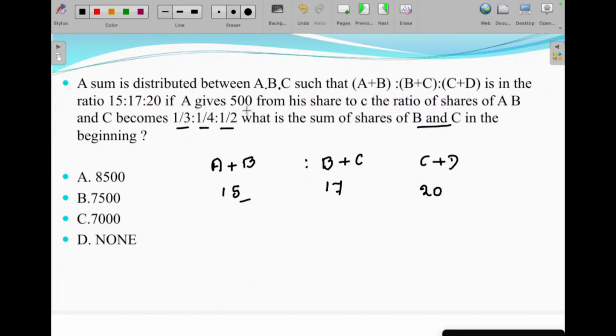Then A gives 500 from his share to C. The ratio of A, B, C is this. You do it. Now tell me what is the ratio of this. Yesterday we solved how to find the ratio of 1 by 3 is 2, 1 by 4 is 2, 1 by 2. You try to do it and tell me the answer, everyone.